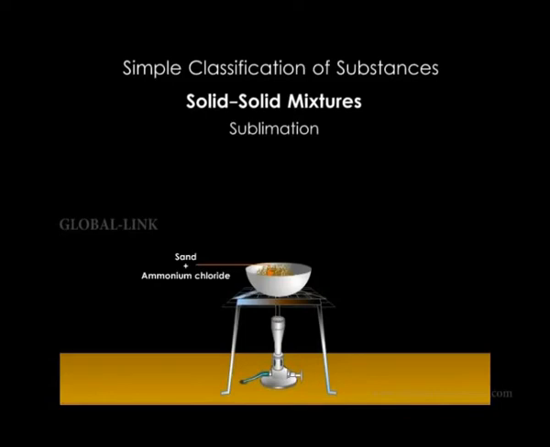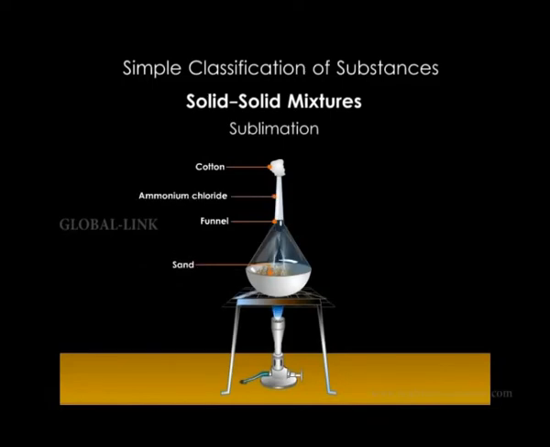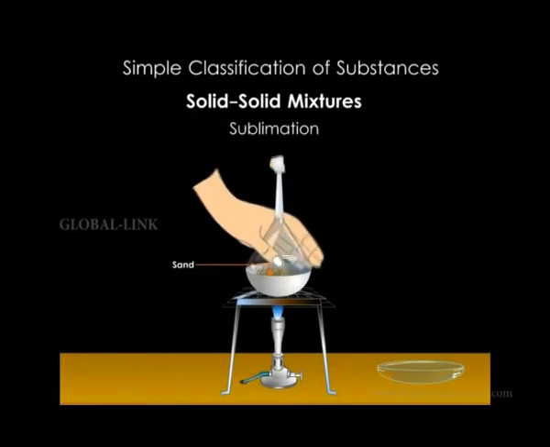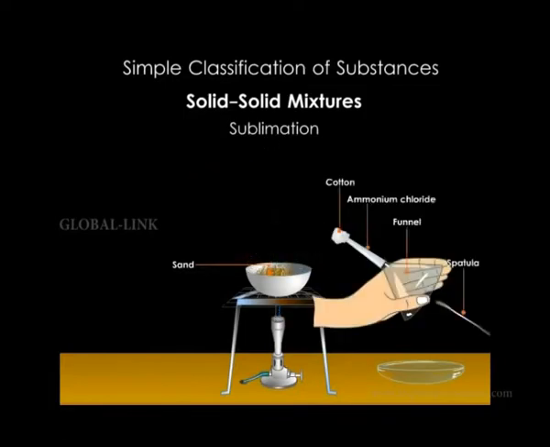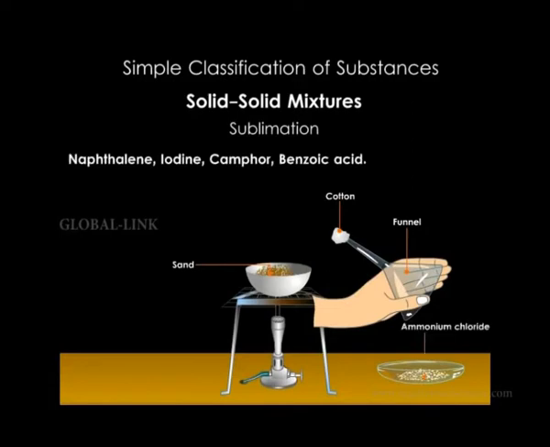We put the mixture in a china dish and cover it with a funnel. We block the tip of the funnel with a cotton wool. The china dish is heated gently. Ammonium chloride, a sublimate substance, changes into vapor and condenses on the cooler parts of the funnel. The non-sublimate substance, sand, will remain behind in the china dish. The ammonium chloride is then scrapped from the inner side of the funnel, and hence the mixture is separated. Other sublimate solids include naphthalene, iodine, camphor, and benzoic acid.